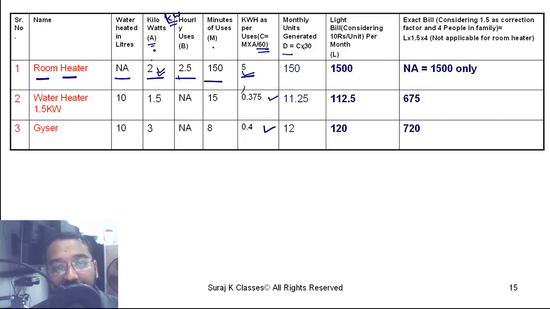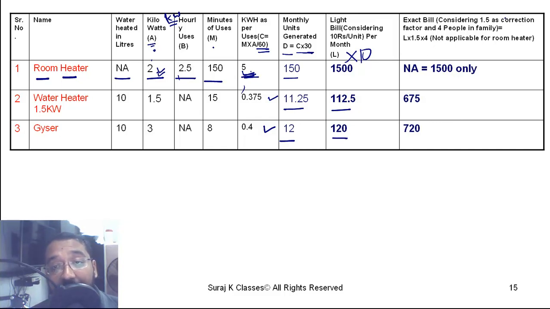Monthly units: I am simply multiplying by 30. This is the exact kilowatt hours you are consuming per day, and now I am multiplying per day by 30. That means I will get the monthly units consumption, that is this. Now, light bill considering 10 rupees per unit, I am multiplying it by 10. So this is how you will be getting the values.